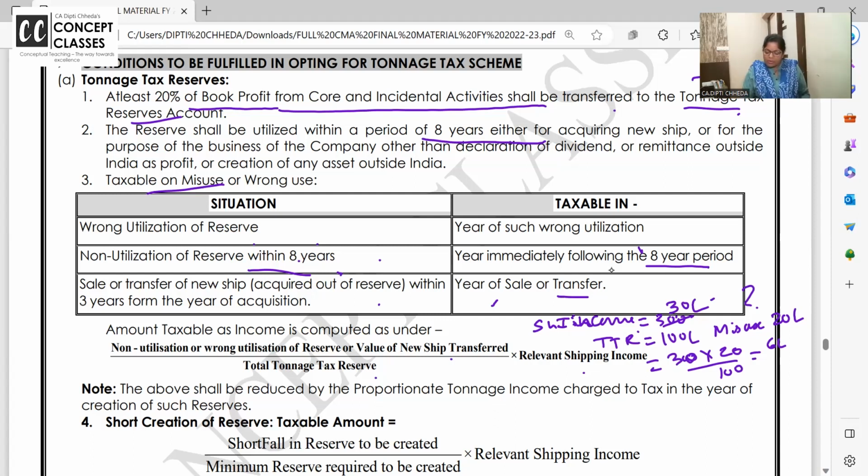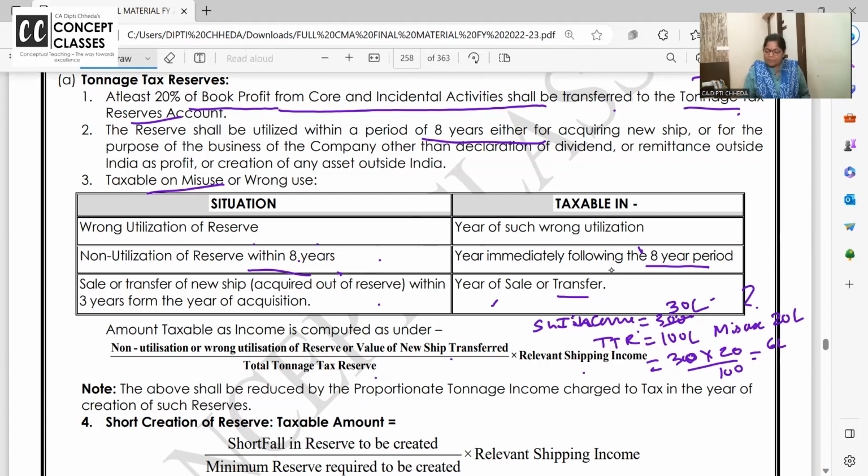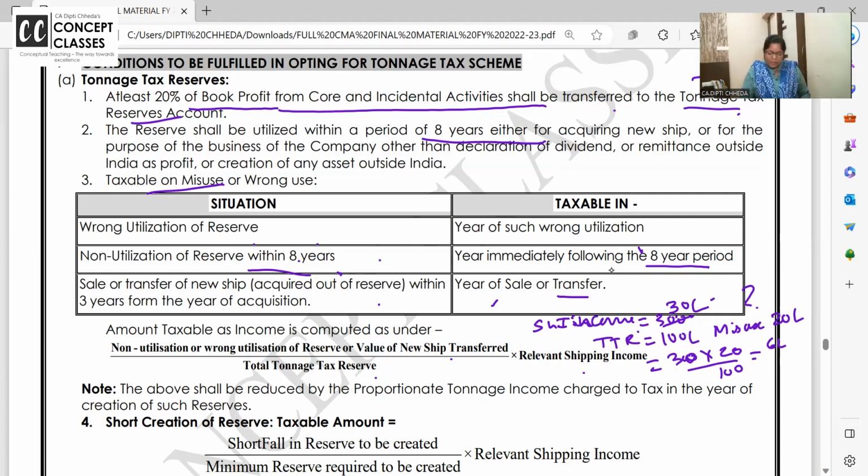Suppose your tonnage tax reserve is 100, misused is 20 lakhs, so 20 lakhs pura taxable nahi hoga. How much will be the amount taxable? Your tonnage tax reserve is 100, 20 lakhs is misused. This year's income is 30 lakhs. In that, how much? So 30 into 20 by 100, 6 lakhs will be taxable because of the misuse.